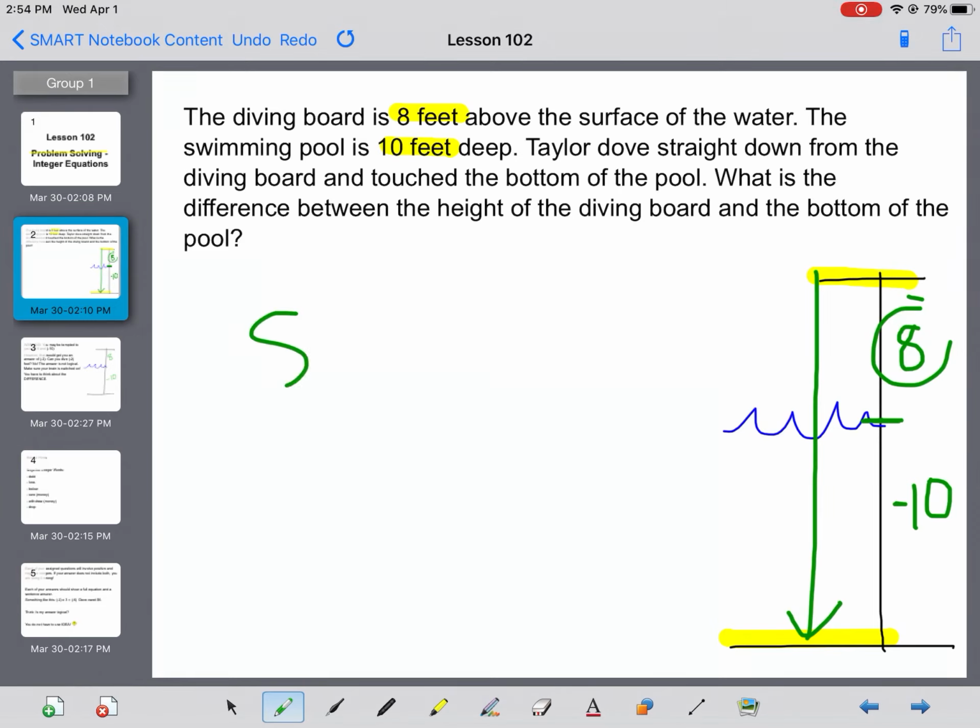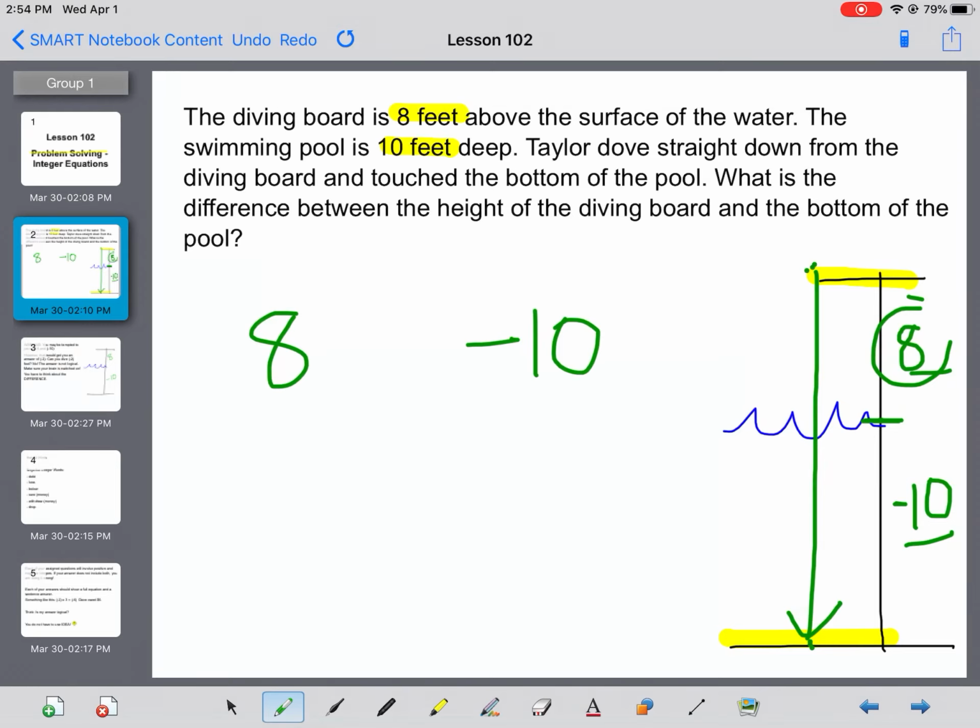Okay, so we have two numbers. We have an 8 and we have a negative 10. Now what we have to do to find the answer to this using an integer equation is to think to ourselves, what is really happening here? Now, actually I should pause for a minute because I'm sure a lot of you are thinking to yourselves, well, duh, Miss Nothoff. We have a 10 here, we have an 8 here. I know that the distance from the top to the bottom is 18 feet.